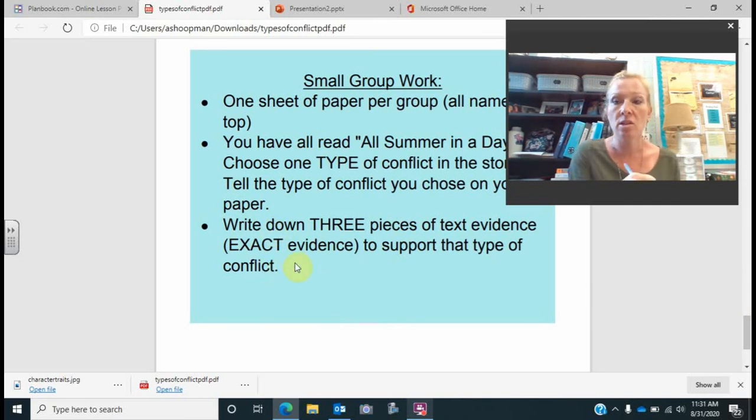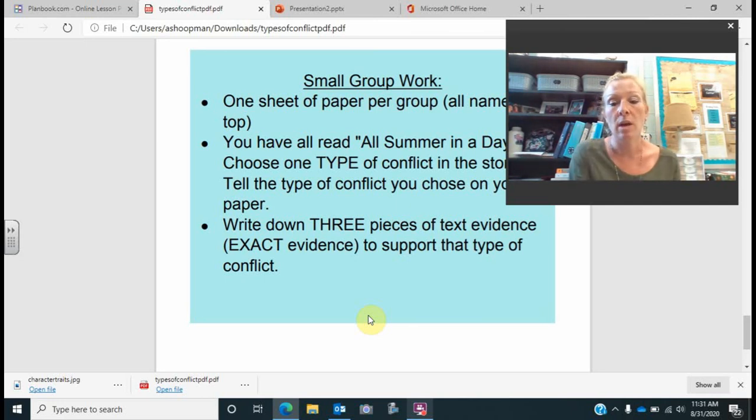So you're going to go back into the story, and that will be in your attachments also. Go back into the story and find 3 exact pieces of evidence that support that type of conflict. So where, like, you're looking into the story and saying, all right, where exactly was a man versus man conflict where one person was dealing directly with a problem with someone else? You're going to go find those. 3 pieces is what I want.